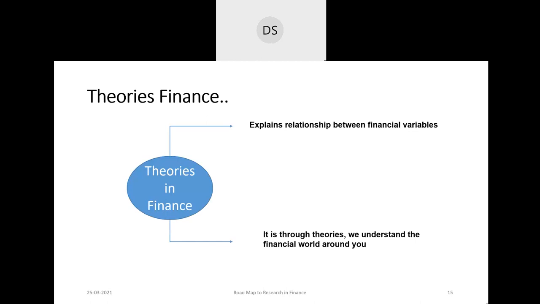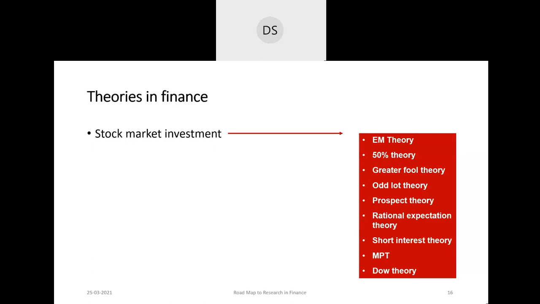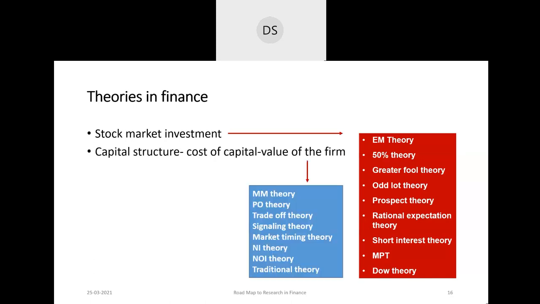If you take theories in finance, you can see that they explain the relationship between financial variables. And as I said in the beginning, it is through theories you understand the financial world around you. I have listed some of them for those who are doing stock market investment. You must first go through the theories, because the theories will tell you the relationship between variables. You need to start your research from these theories, because they already explain relationships between financial variables, and that will give an eye for a journey from this known to something further: what you try to add to the existing body of knowledge or existing theory.